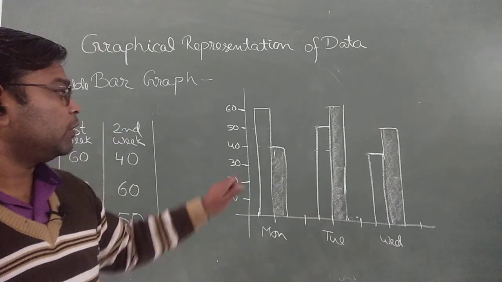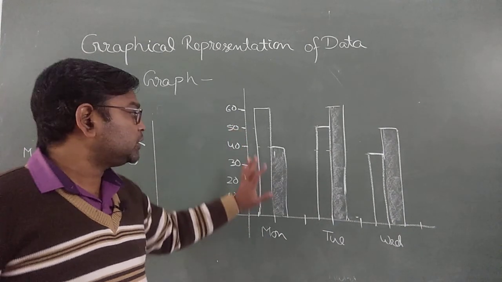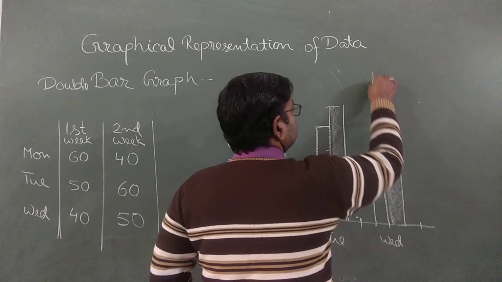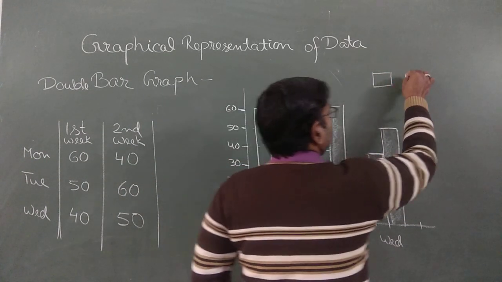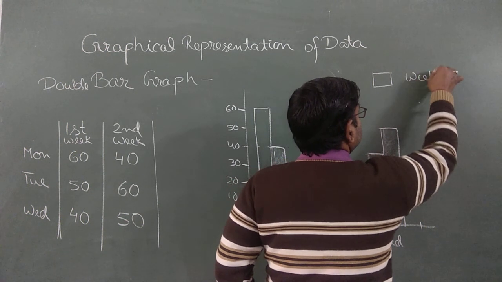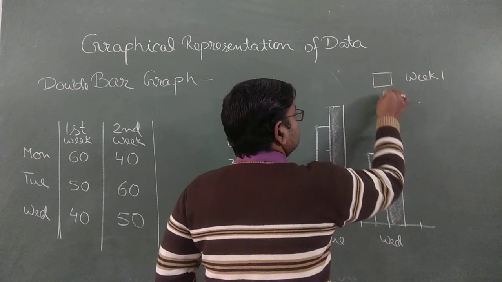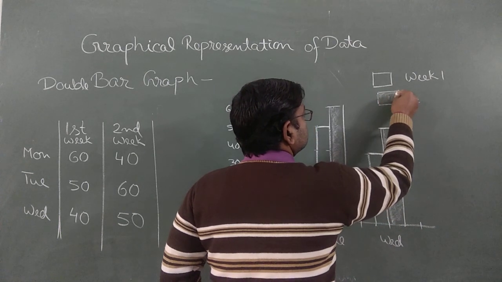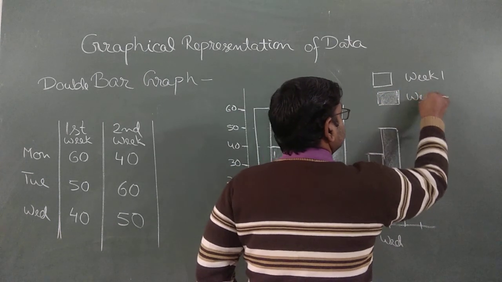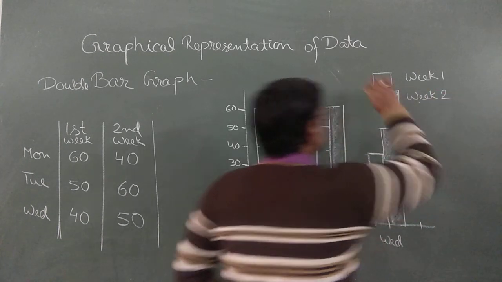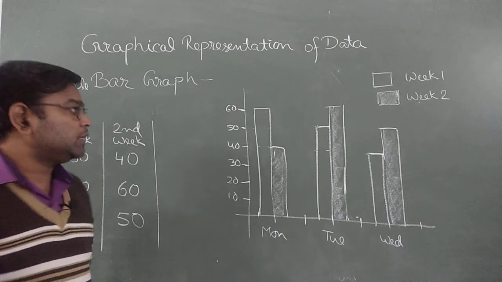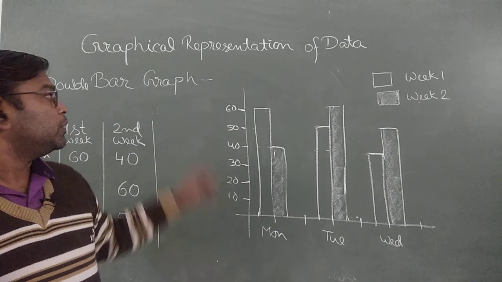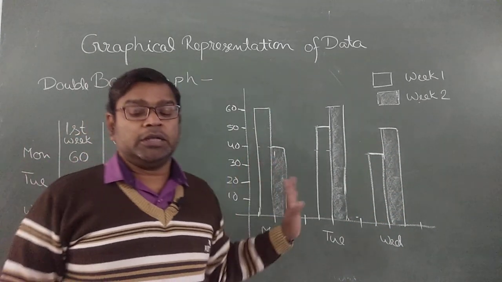But from the graph, how do we know which is for the first week and which is for the second week? So you have to write down over here: this is for week 1, and this shaded part for week 2. Now this is your complete graph. You are able to receive full marks on this type of representation. So hope the bar graph and double bar graph are clear to you.